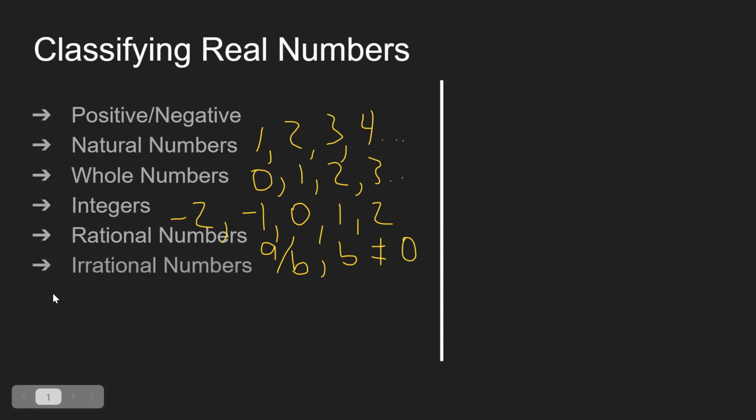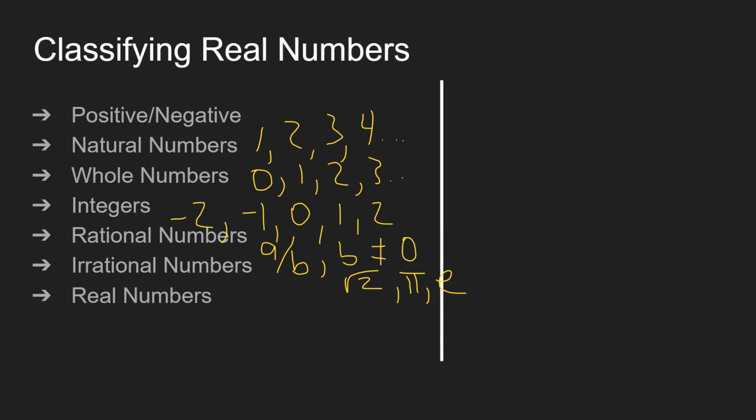Now, the other set of numbers is irrational numbers. Irrational numbers are numbers that cannot be expressed as a rational number. In other words, you can't put it as a fraction where the numerator and denominator are both integers. So irrational numbers would be like the square root of 2, pi. Maybe you've heard of the number e. Maybe not. That's okay. And then real numbers is the set of all of the numbers.